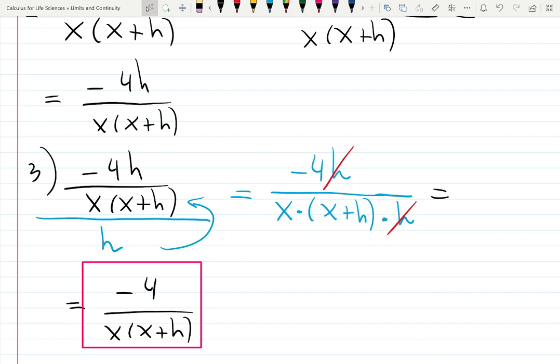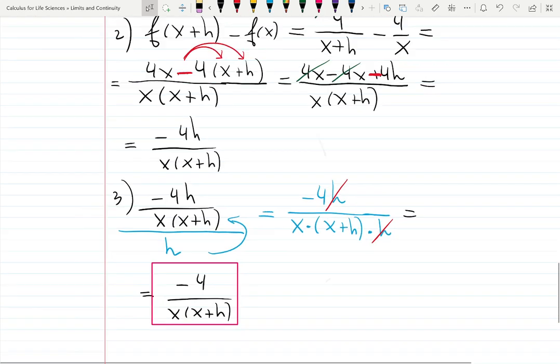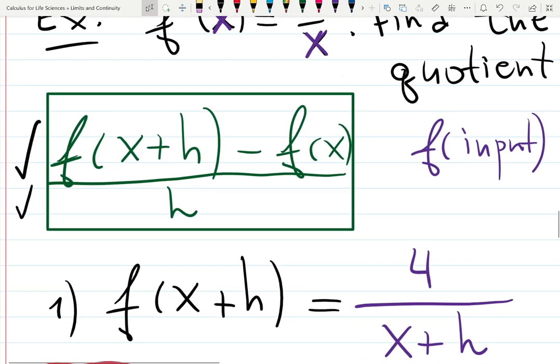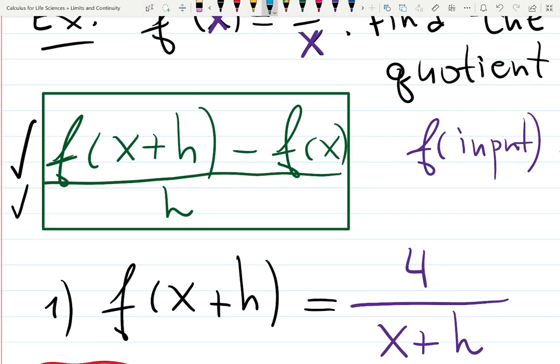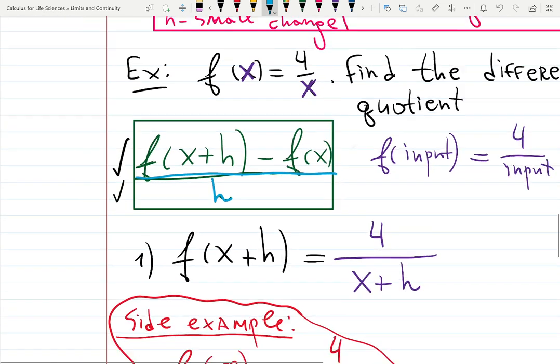Yes? For step 3, why did you divide everything by h? Yeah, that's a good one. I was wondering if anyone asked this question. So the original formula is this. So when I finished working with the numerator, that was step 1 and step 2. And then I was like, what are we even doing here? Oh, we were supposed to build a formula which has h in the denominator.